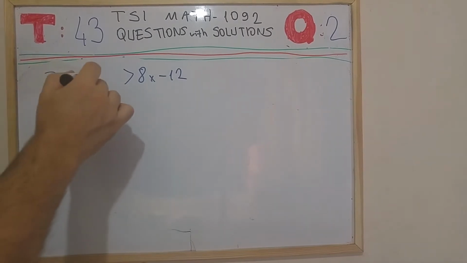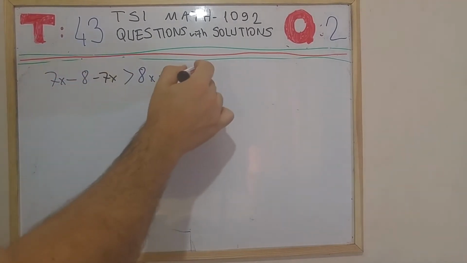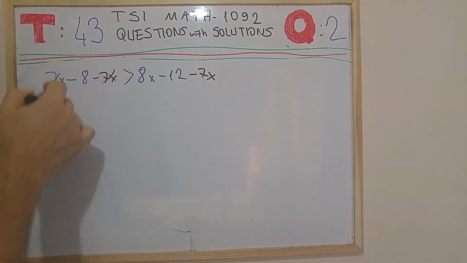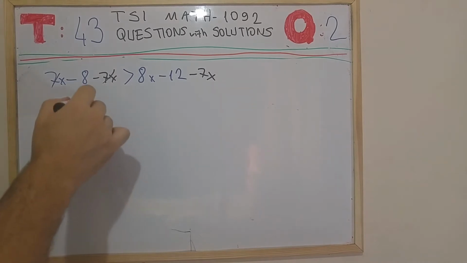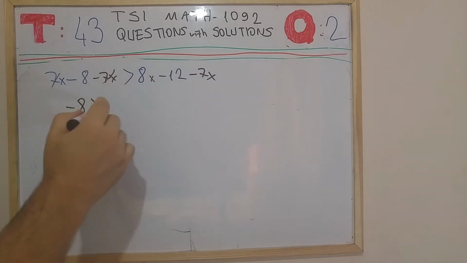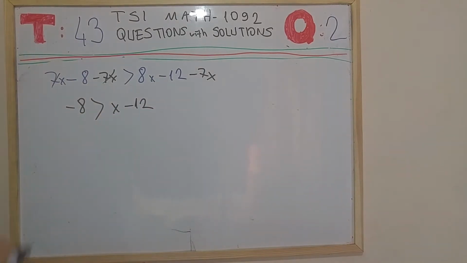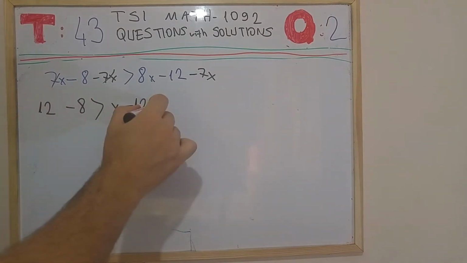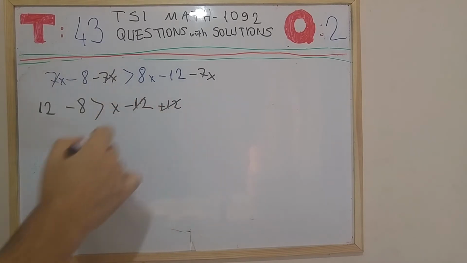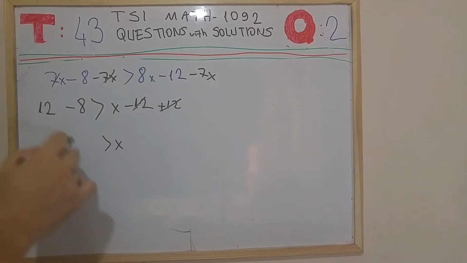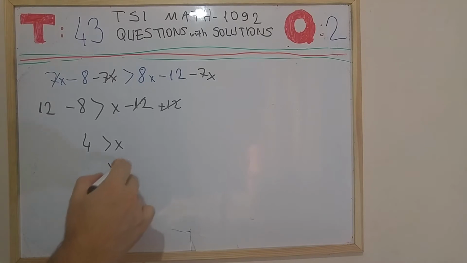Subtract 7x from each side. Minus 7x, minus 7x. Now what I have here is minus 8 is greater than x minus 12. And now let's add 12 to each side. So these 12s will be gone. So something is greater than x. 12 minus 8 is equal to 4. So 4 is greater than x, or you could say x is less than 4.